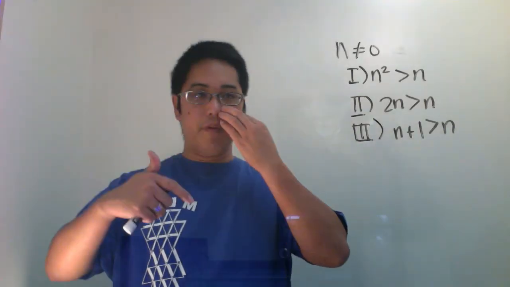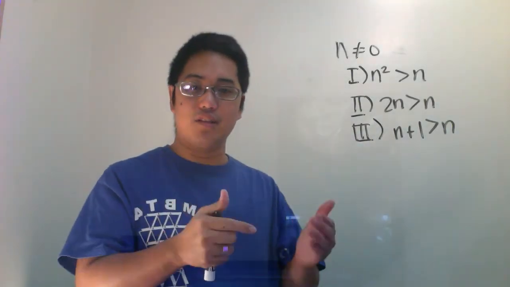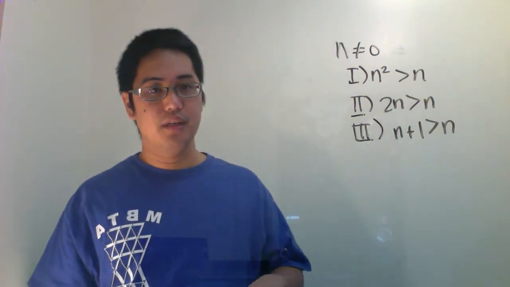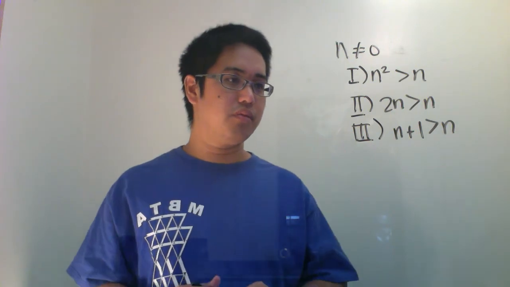All right, what's going on? Here's what we got. N is not a zero number. It's not equal to 0. Okay, it's just some number, but it's not 0. Which of these is true?